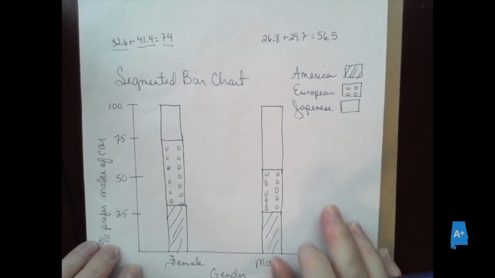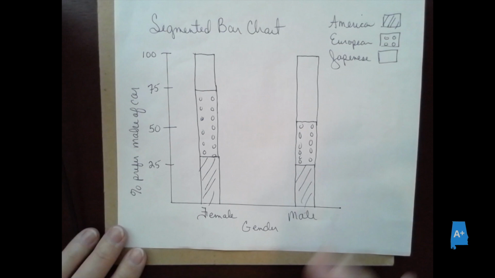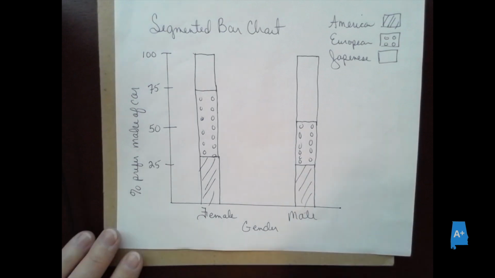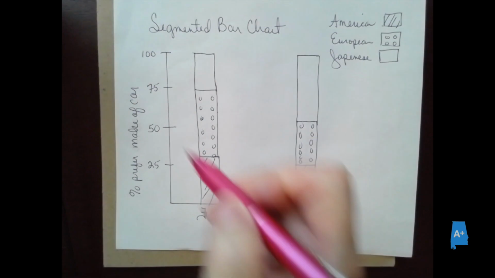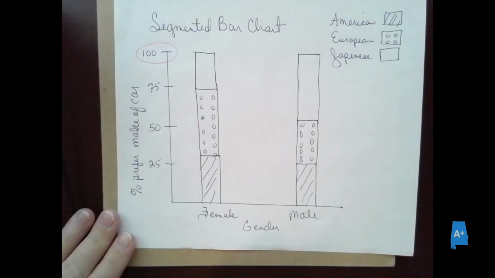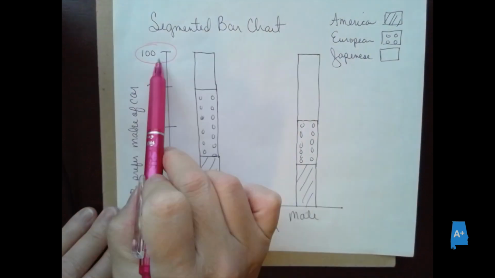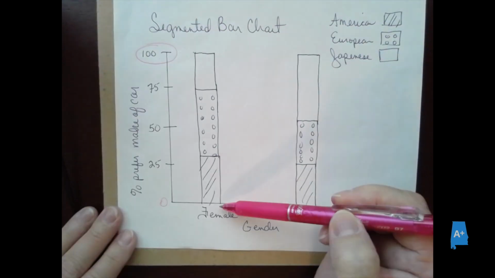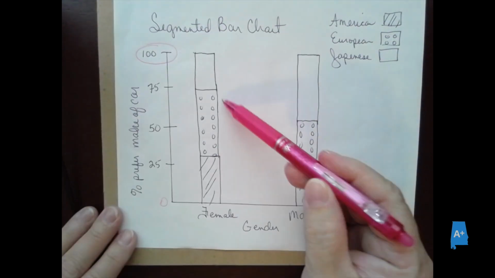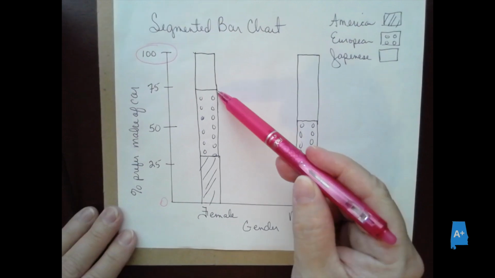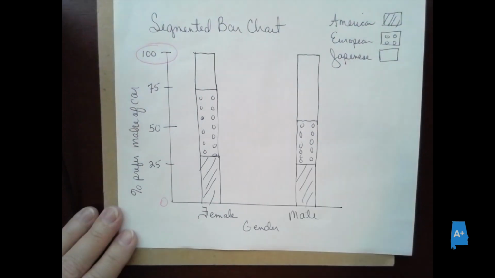So a segmented bar chart is just stacking the side-by-sides on top of each other. The biggest thing I have to tell you about a segmented bar chart is this always has to be 100. You always start at 0 and you always have to end at 100. And so you should add the first one to the second one to see where that stops. And then when you add the third one, it should go to 100 or however many you have.